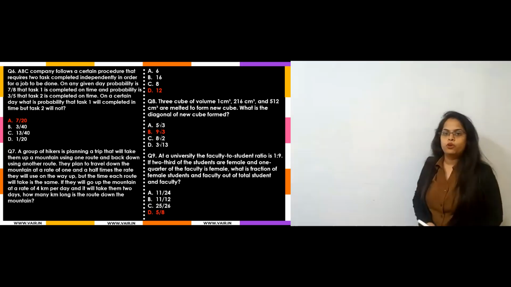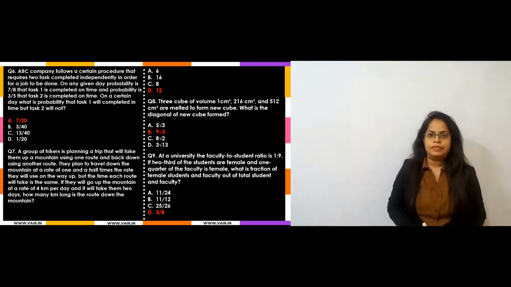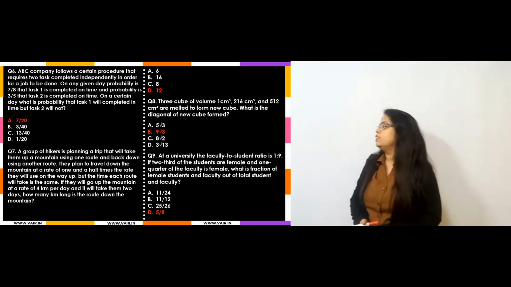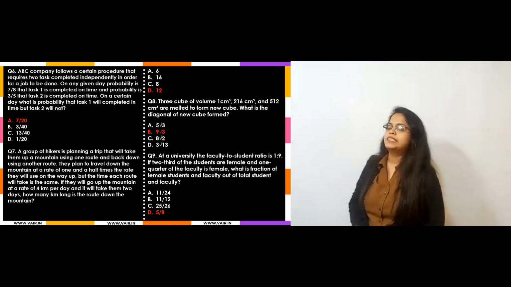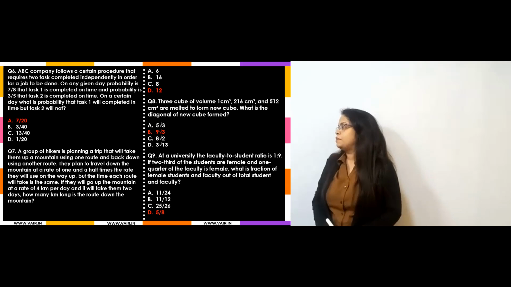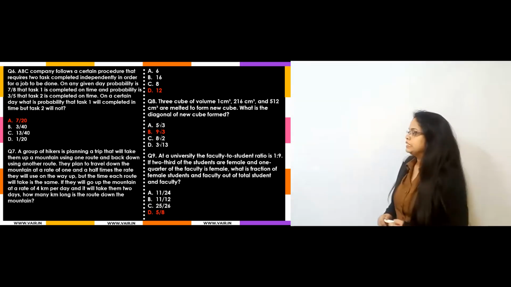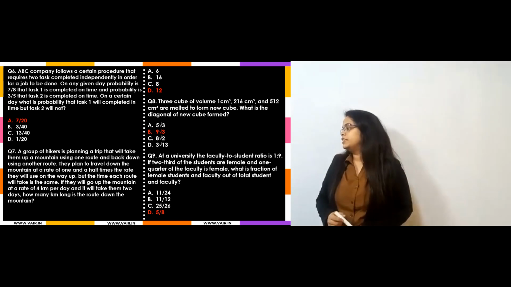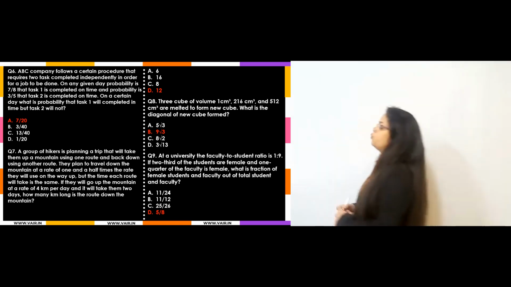ABC company follows a certain procedure that requires 2 tasks completed independently in order for a job to be done. On any given day, probability is 7 by 8 that task 1 is completed on time and probability of 3 by 5 that task 2 is completed on time. On a certain day, what is the probability that task 1 will be completed but task 2 will not?